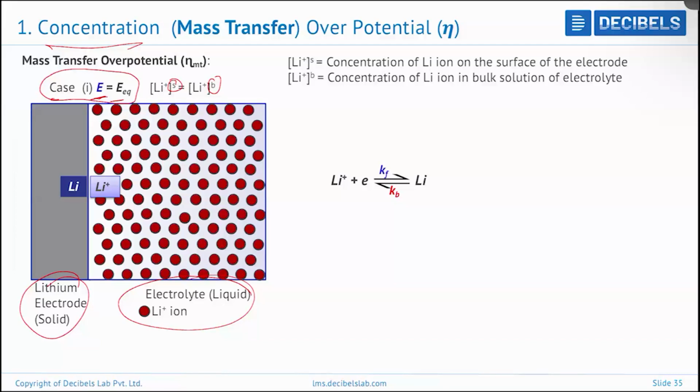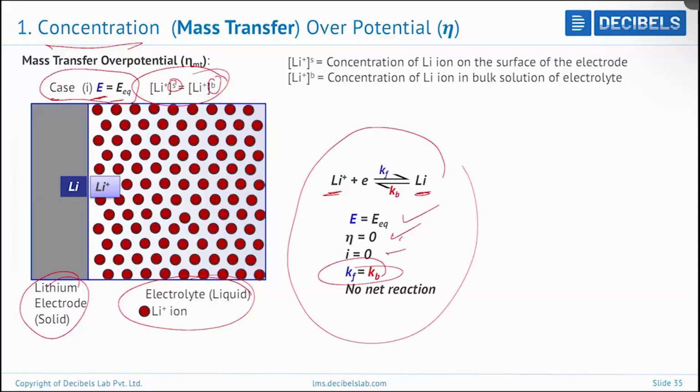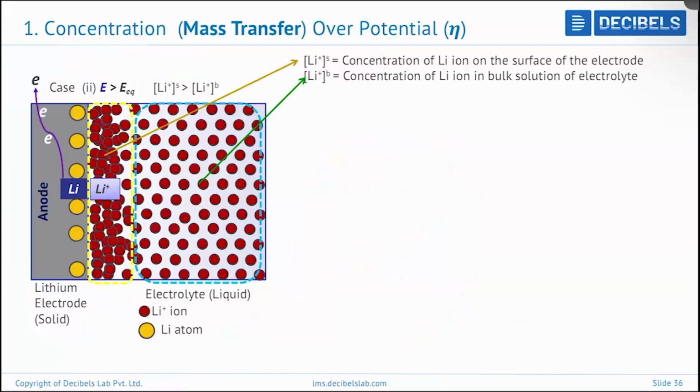If they are the same, then this is at equilibrium. No reaction is happening, no charge transfer and no mass transfer. So E is equal to E equilibrium, and the overpotential is 0 because no reaction is happening. Current is also 0. Here the rate of forward reaction is equal to the rate of backward reaction. At equilibrium, there is no net reaction. Since the concentration is the same, there is no polarization here. The concentration throughout the electrolyte is the same.